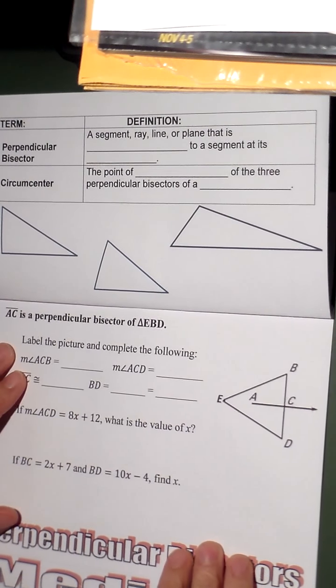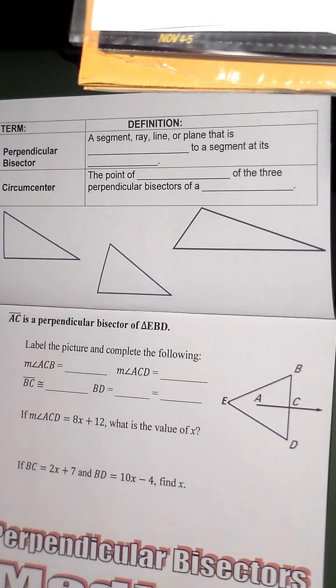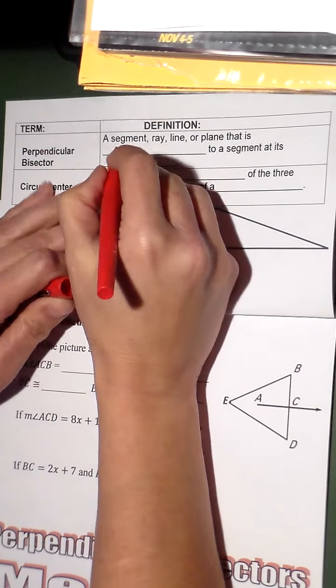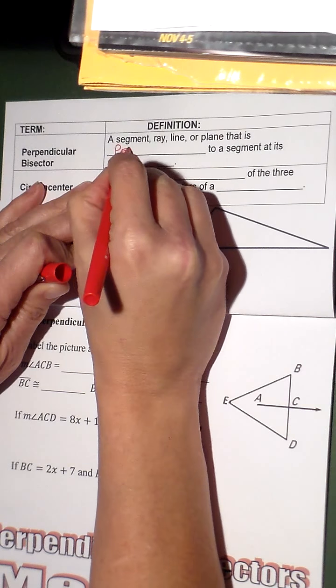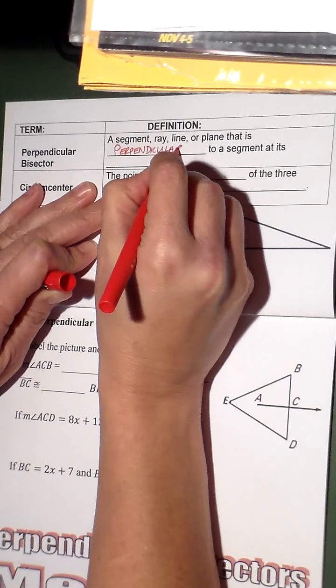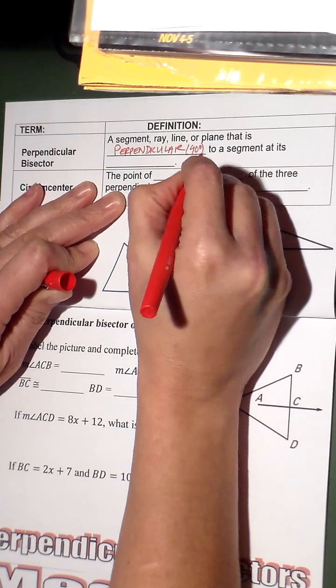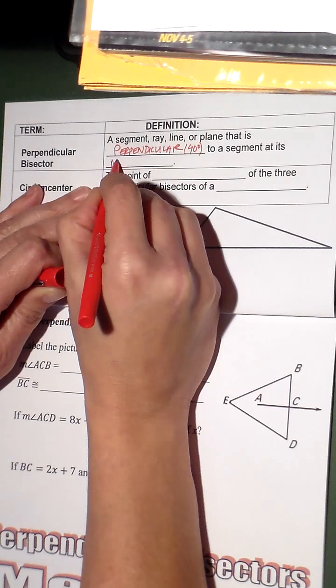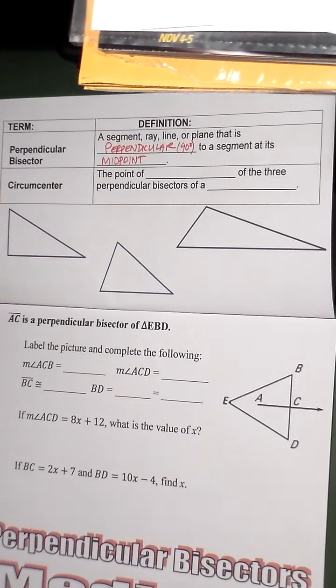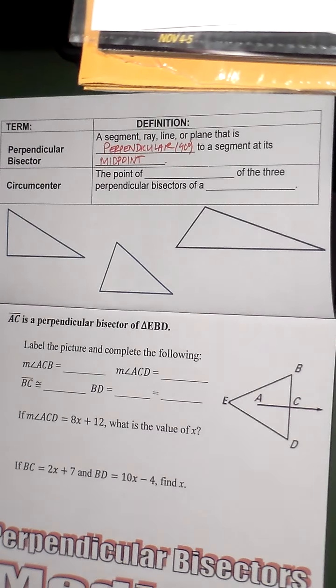Perpendicular bisector is, it cuts in half at a 90-degree angle. So for the perpendicular bisector, it's a segment, ray, line, or plane that is perpendicular. And what does perpendicular mean? 90-degree angle. It's perpendicular, 90 degrees, to a segment at its midpoint. Perpendicular and bisect. 90-degree angle, cut in half, okay?